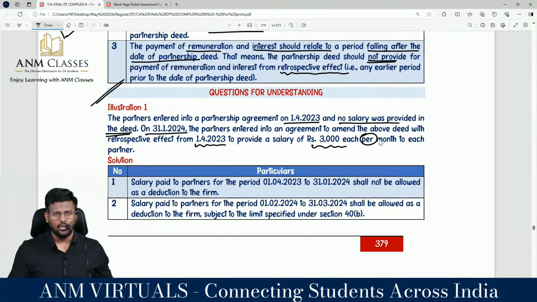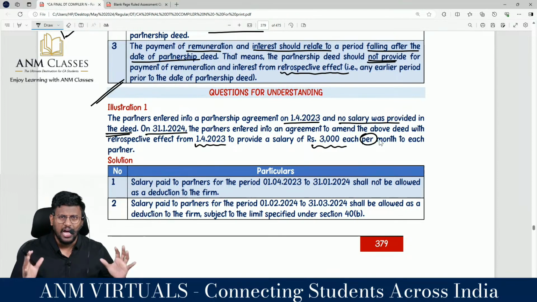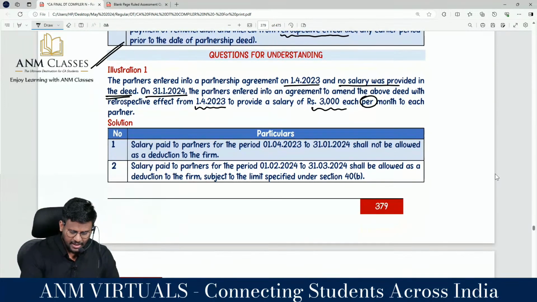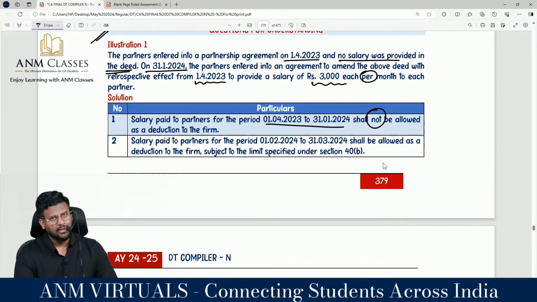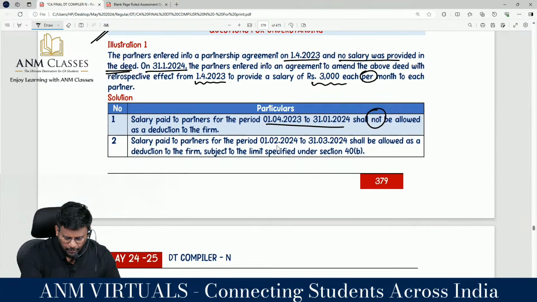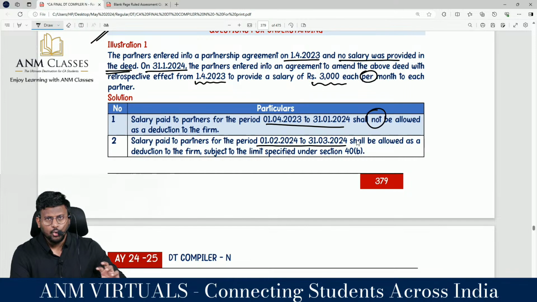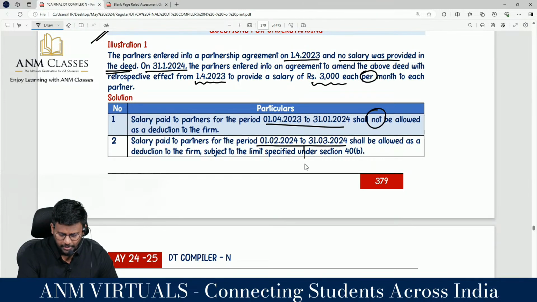That is not allowed because the period should be after the partnership deed date. Salary paid to partners for the period from 1/4/2023 to 31/1/2024 shall not be allowed as a deduction to the firm. Salary paid to partners for the period from 1/2/2024 to 31/3/2024, that means for February and March, that is 2 months remuneration, shall be allowed as deduction to the firm subject to the limit specified in 40B.